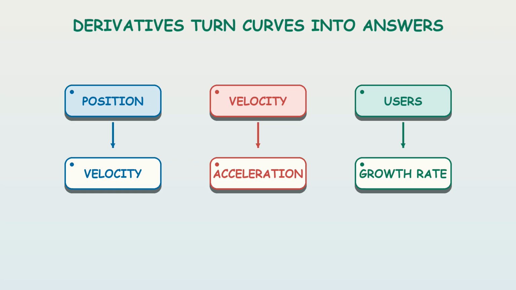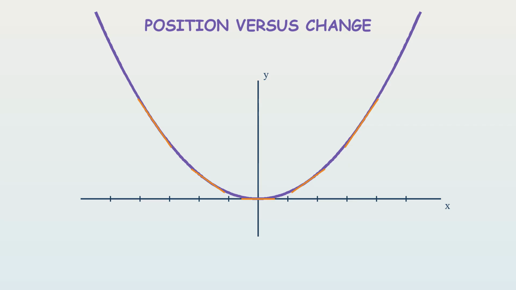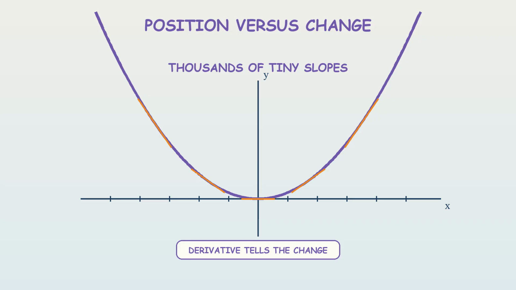If a mountain trail is drawn as a curve, its derivative tells you how steep the path is at your exact location. The original function tells you the position. The derivative tells you the change. And that is the big idea. When you see a curve, do not think of it as one fixed shape. Think of it as thousands of tiny slopes. At every point, the derivative reveals the direction and speed of change.